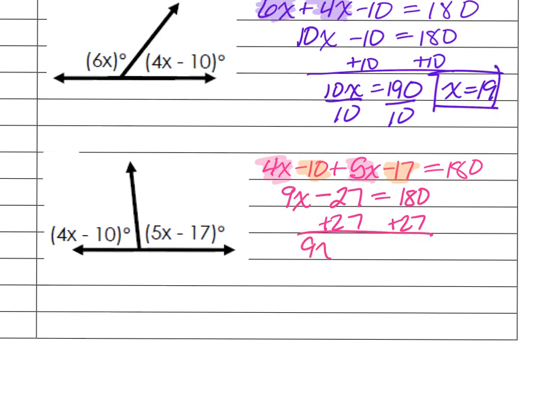So 9x equals 207. 207 divided by 9. X is going to equal, let's see, 23. I think I'm going to go with 23, but I don't know. Let's see, 207 divided by 9. 23, yes, equals 23.